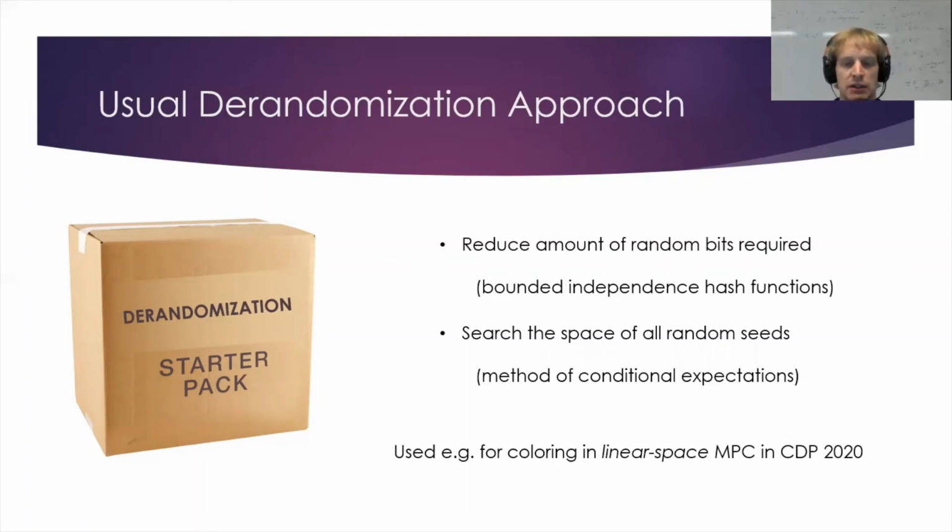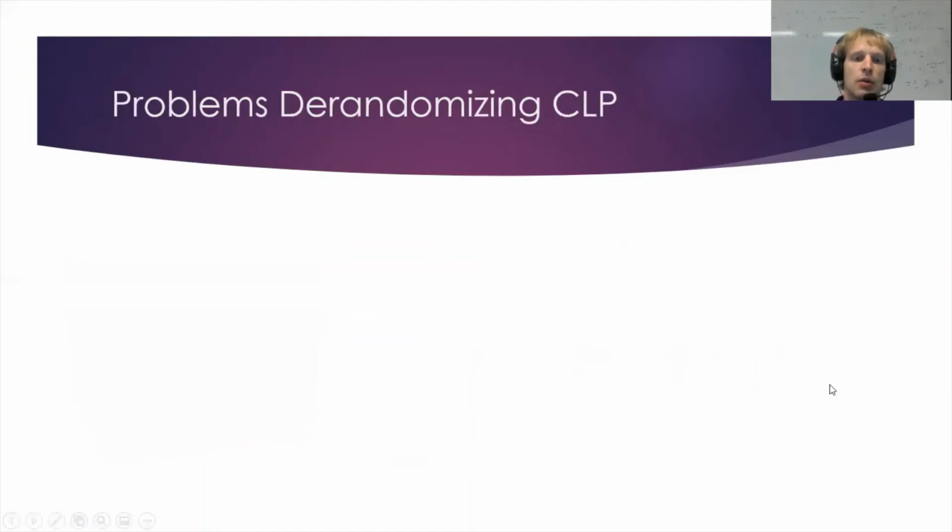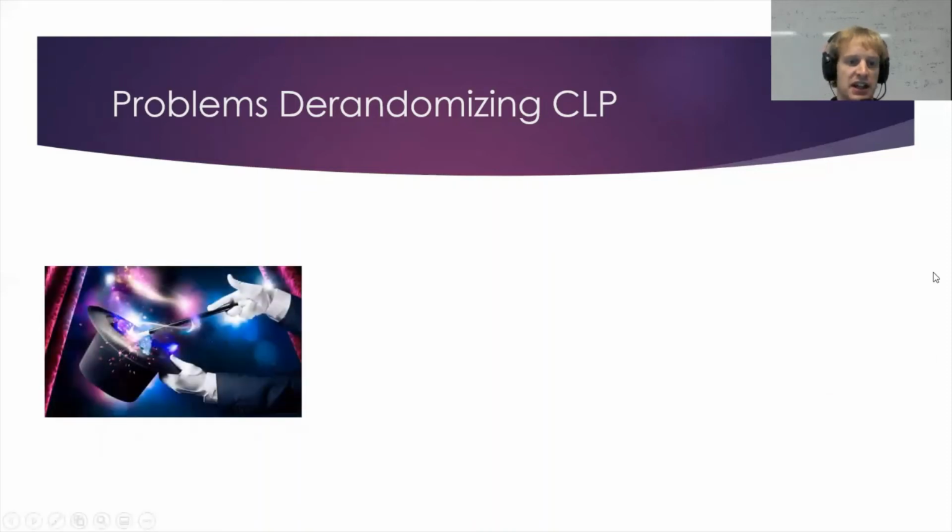The answer turns out to be no. There are some obvious obstacles that mean that this doesn't seem to work for de-randomizing Chang-Lee-Petty's algorithm, and that's what I'll be talking about now. So what happens if you try and use bounded independence hash functions to de-randomize Chang-Lee and Petty's algorithm? So I won't give a full description of what their algorithm is because it's very complicated. This is a graphic depiction of their algorithm, but it has two main parts that I'm going to talk about.